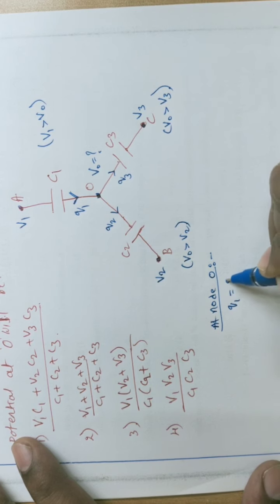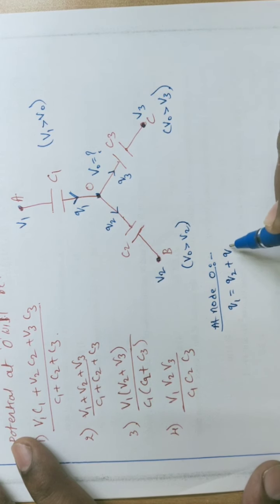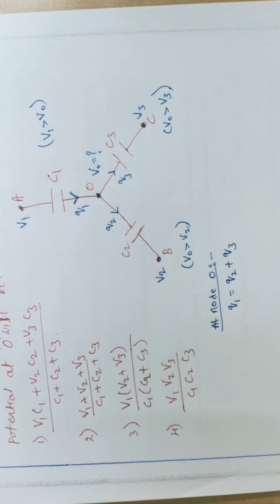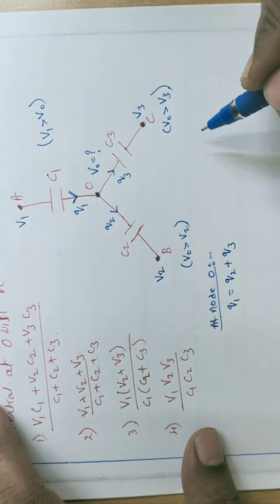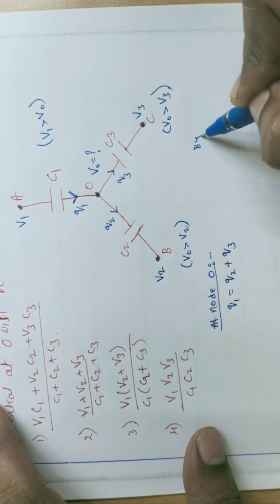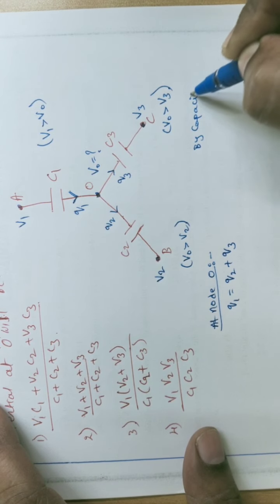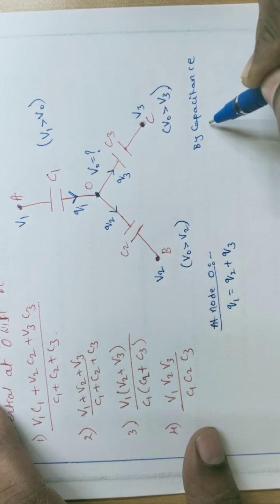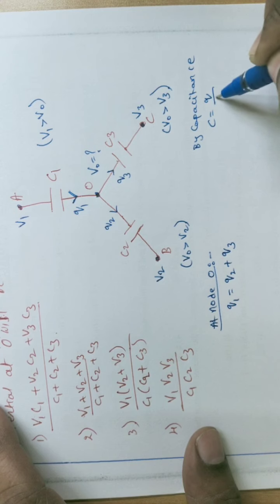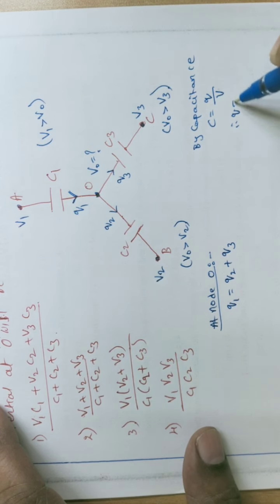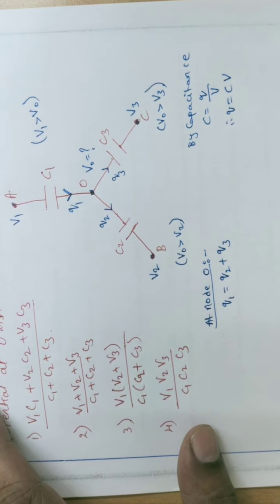At node O, I am representing like this: Q1 is equal to Q2 plus Q3. Here the total charge is conserved. Based on that condition, Q1 is equal to Q2 plus Q3. Roughly, by the capacitance concept we have C is equal to Q by V, or Q is equal to C into V. So this is one fundamental formula we have.